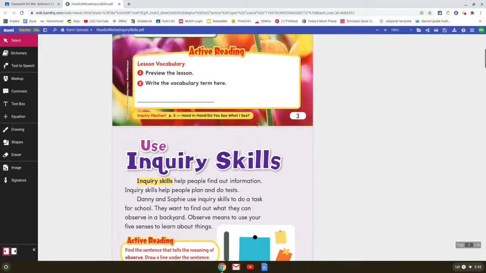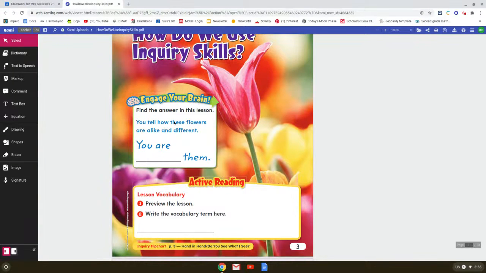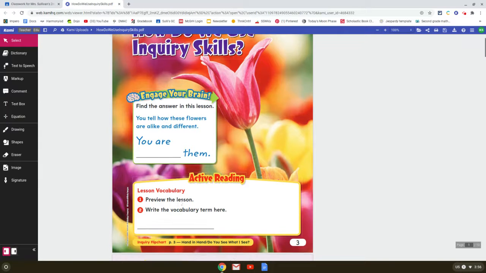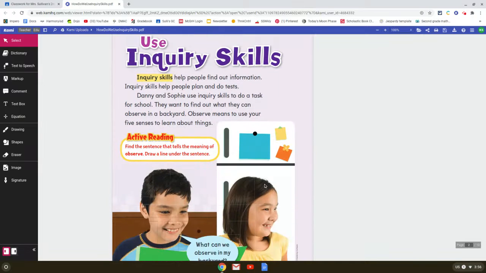So down here, looking at this cover right here, I want you to look at these flowers and think about how they are similar and different. What about their color? Their size, maybe how they feel, okay? And then down here, write the vocabulary term inquiry on the line here, okay? I-N-Q-U-I-R-Y. Write that on the line here using Cami. And then scroll down and you will learn about the new vocabulary word, inquiry skills.